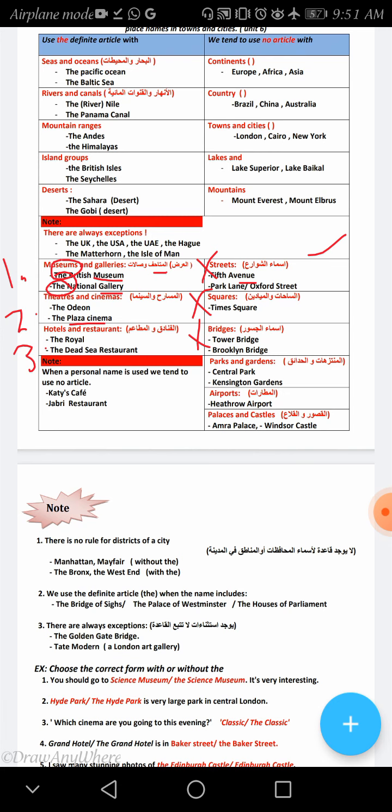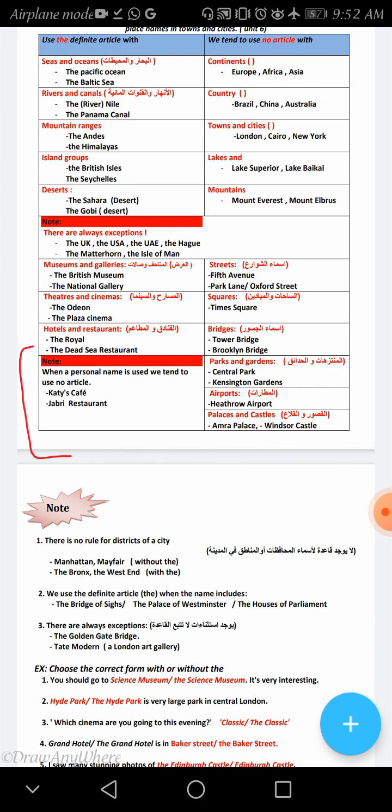Tower Bridge, Brooklyn Bridge, we don't use the. Park and Garden, منتزهات والحدائق, we don't use the. Central Park, Kensington Gardens, also we don't use the. Also we don't use the with airports, المطارات. Heathrow Airport. Finally, we don't use the with palaces and castles, القصور والقلاع. Alhambra Palace, Windsor Castle.